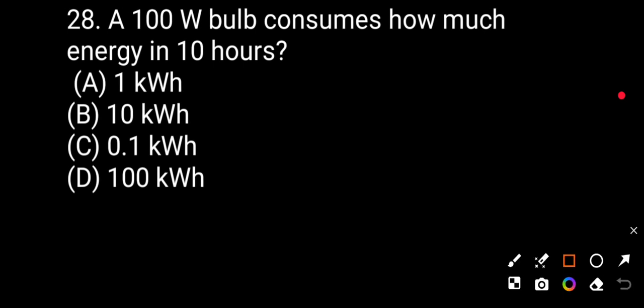Question number 28. A watt bulb consumes how much energy in 10 hours? 1 kilowatt hour, 10 kilowatt hour, 0.1 kilowatt hour, 100 kilowatt hour. Correct answer will be 1 kilowatt hour.